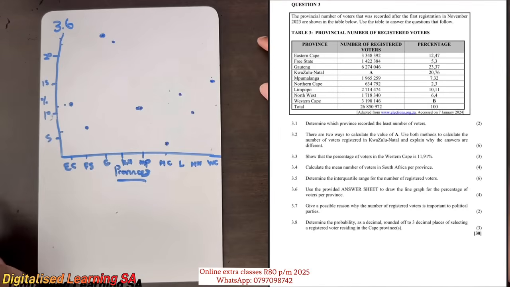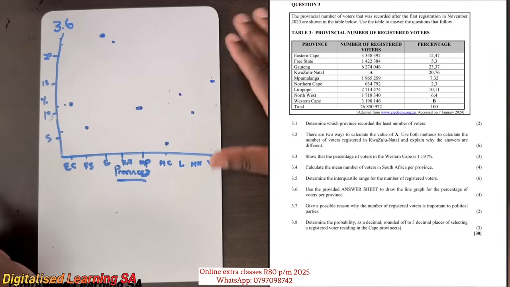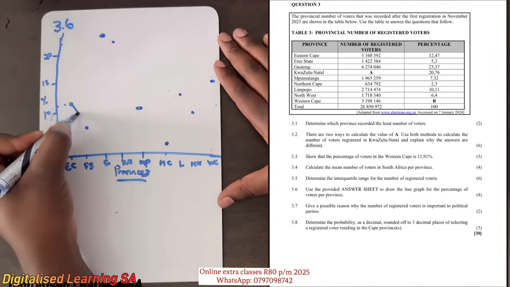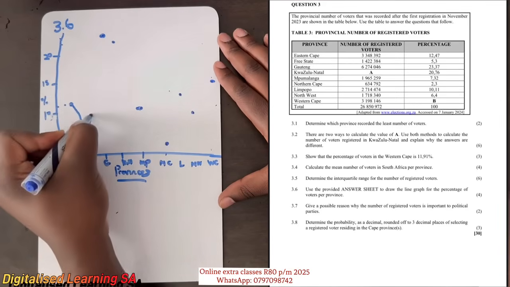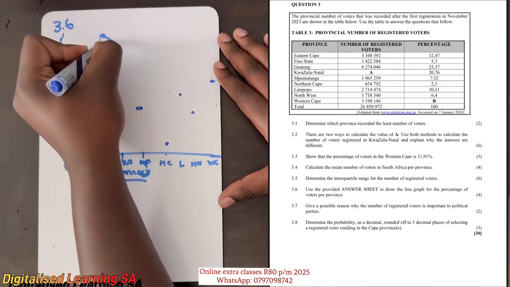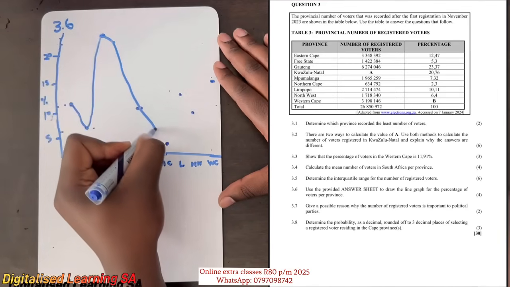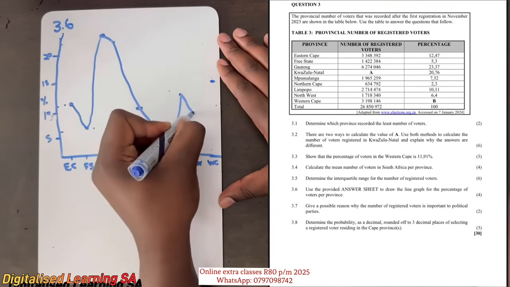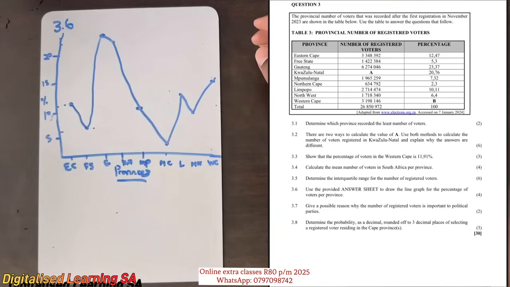here. And then remember, they said it's a line graph, so we need to draw our line. So we'll start here and come here, and then come up here, and then come here, and then come here, come here, come here, come here. Then we are done with our line graph.